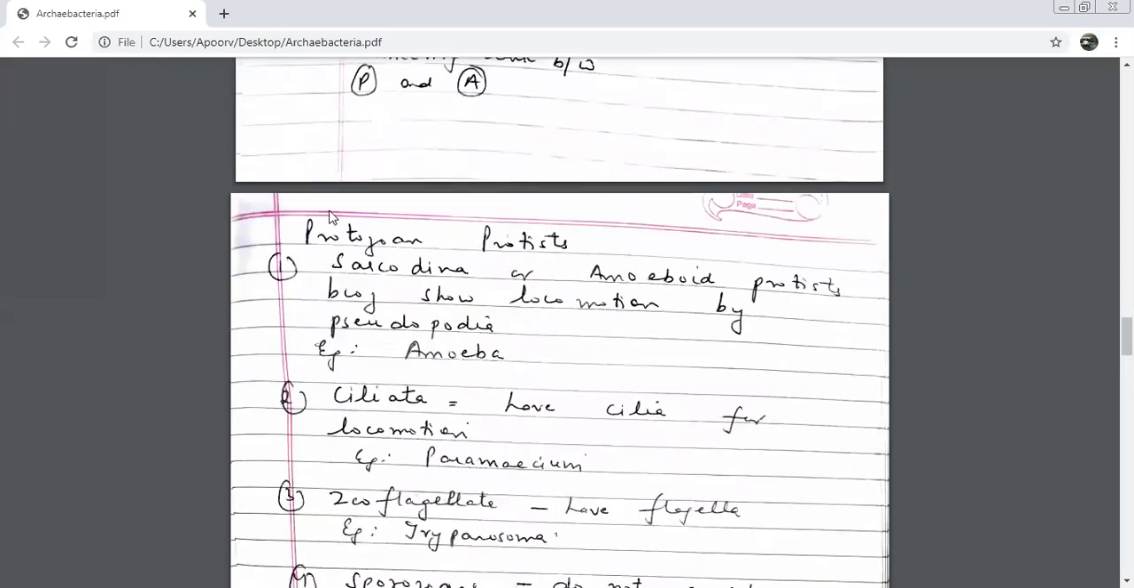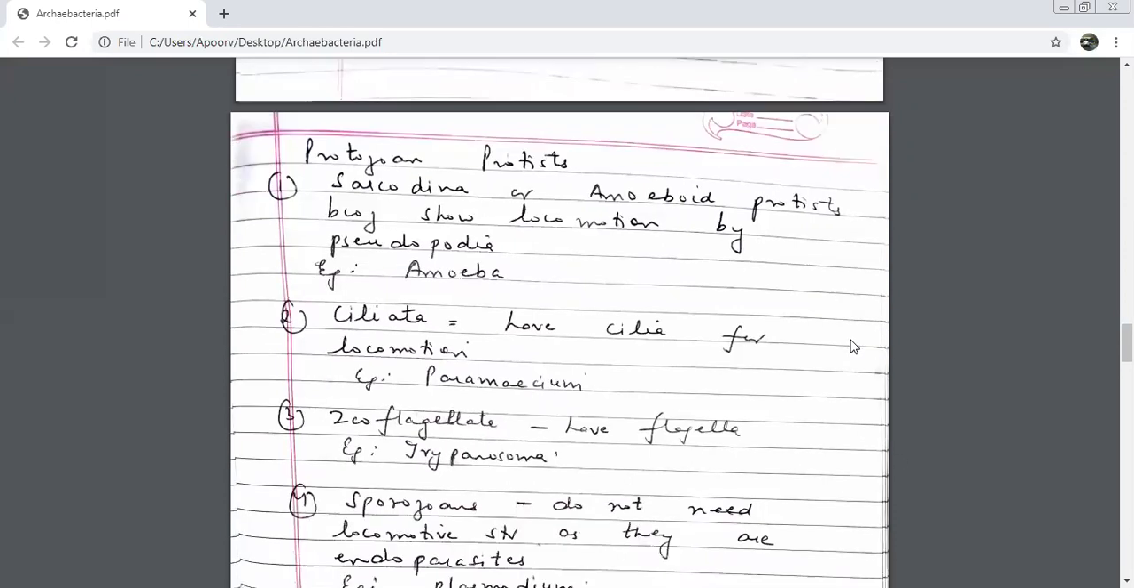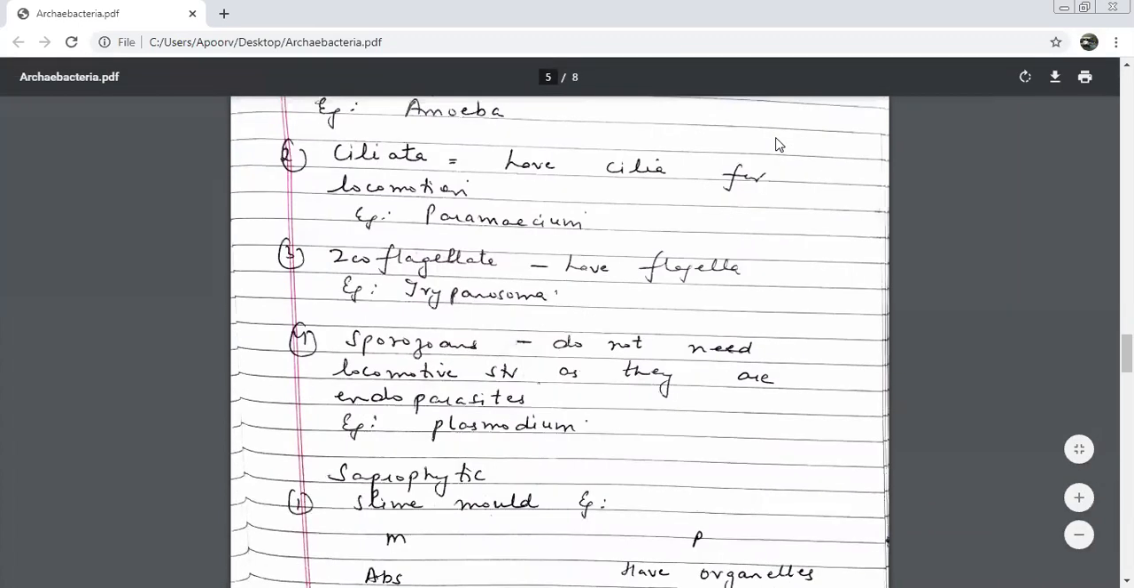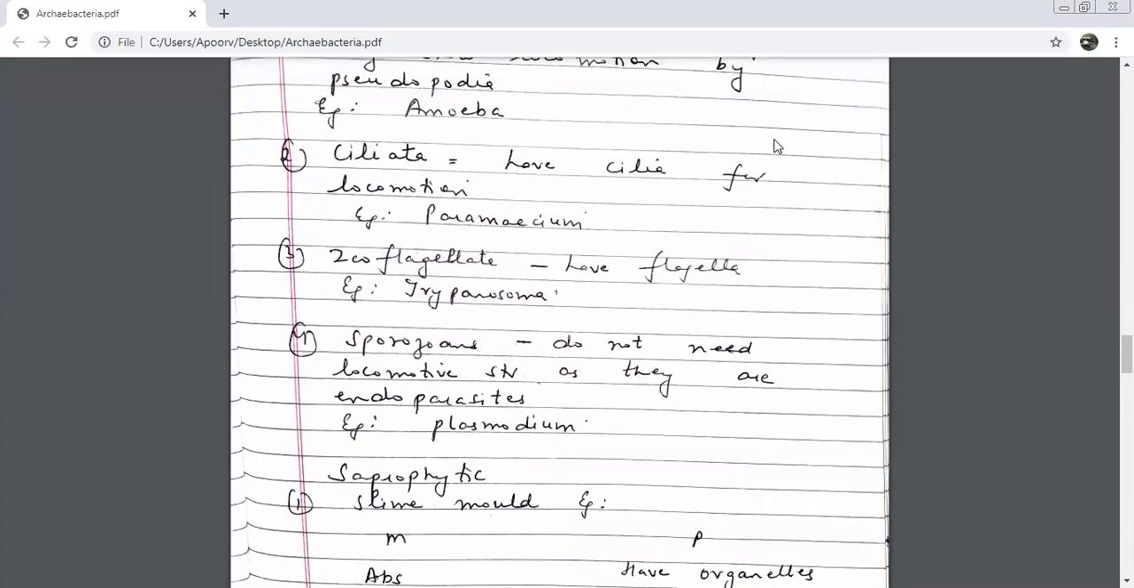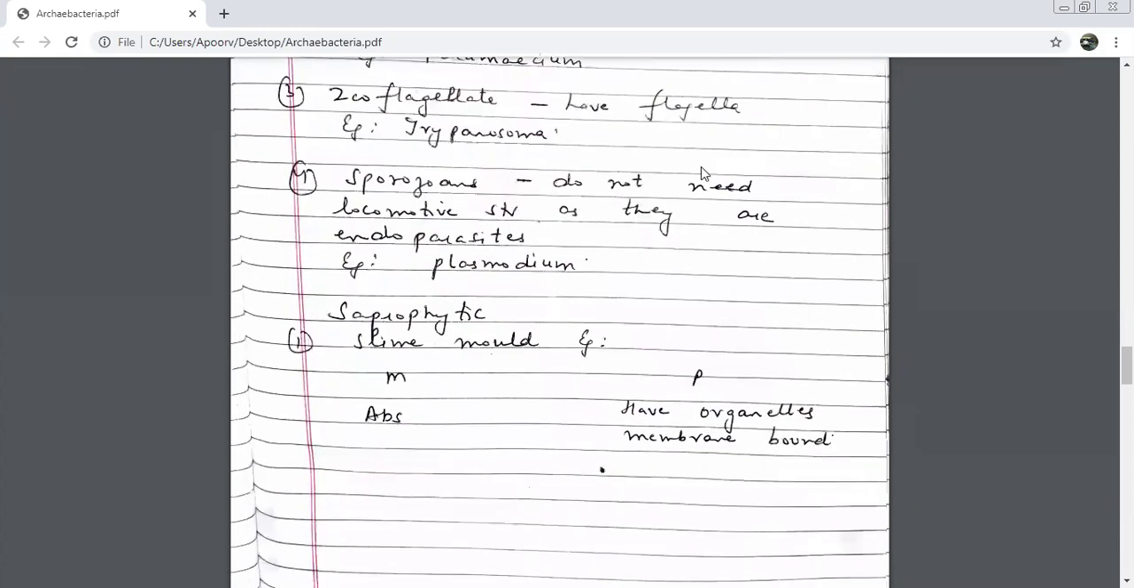So we classify the second category, protozoan protists, on the basis of locomotion. The first one is sarcodina. Sarcodina shows locomotion by what? Pseudopodia. Example is? Amoeba. Very good. The second subdivision is ciliata, and they show locomotion by? Cilia. The third one is zooflagellata. Their locomotion must be by? Flagella. Example? Trypanosoma. The last ones, the sporozoans, do not need any locomotive structures. Why? Because they are endoparasites. And the example we discussed just now? Plasmodium.